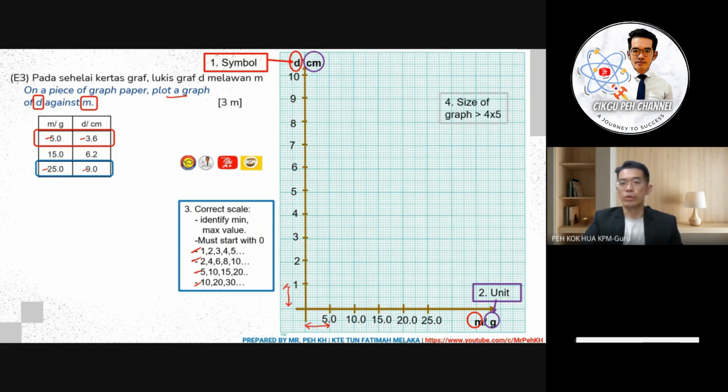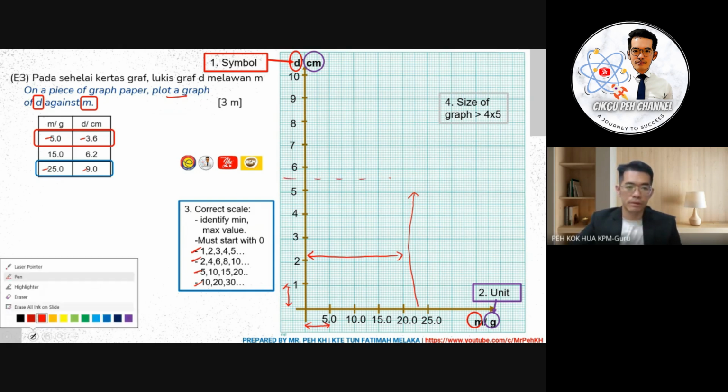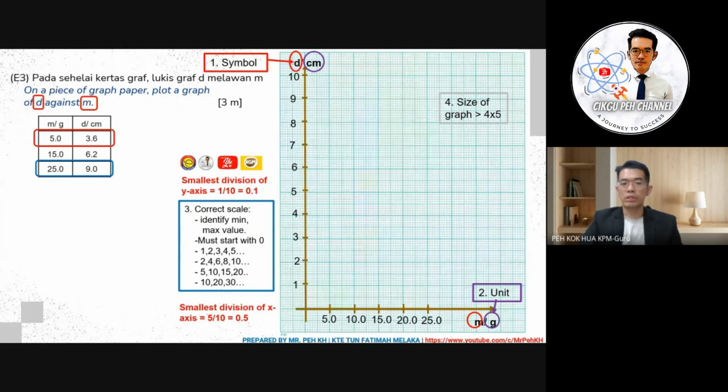Okay, then the next, we must plot our graph bigger than 4 by 5, that is 4 units by 5 units. This is the minimum size, which means you have to plot at least half of the graph paper. For the smallest division of the Y axis, as I mentioned already, 1 unit is equivalent to 1 cm. In 1 unit we have 10 boxes, so dividing by 10, a small box represents 0.1. For the X axis, 1 unit represents 5, so dividing by 10, a small box will be 0.5 gram.